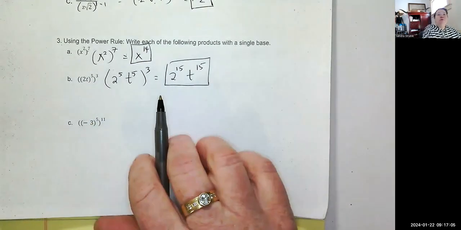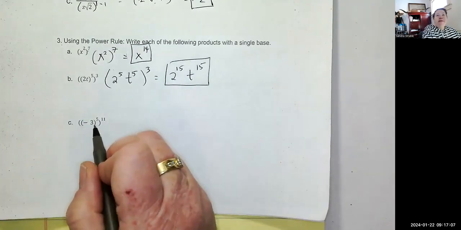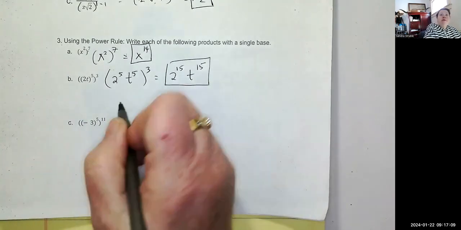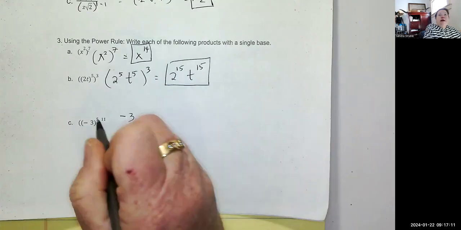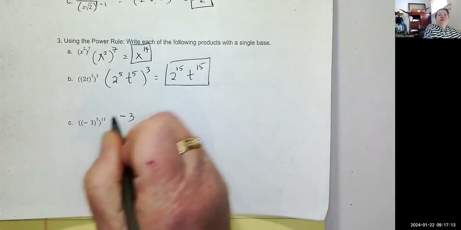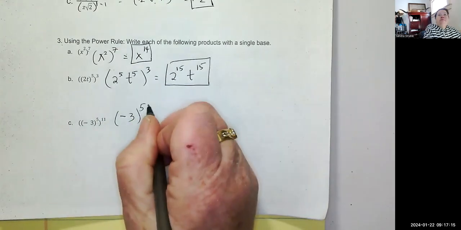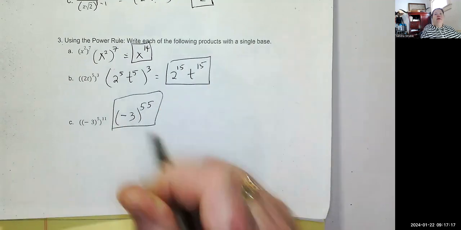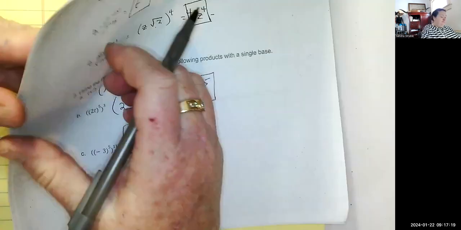-3 to the 5th to the 11th. So this is -3, and I would just say 5 times 11 is 55. Again, you could put it in your calculator, that works too. All right, number 4.